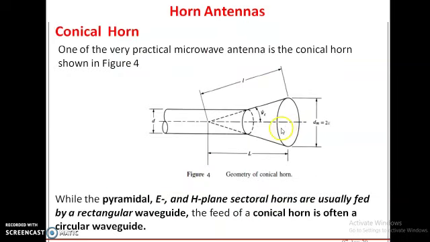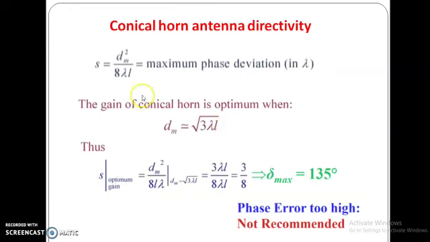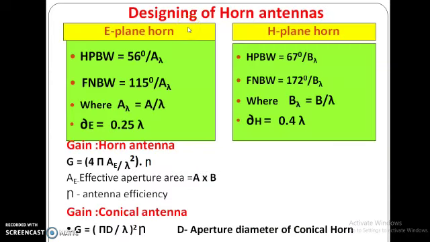This is the conical horn antenna, and in this conical horn antenna, S is equal to d m square upon 8 lambda L, that is the maximum phase deviation in lambda, and gain is equal to under root of 3 lambda L, and delta max if you calculate is around 135, which is also quite large. So while designing the horn antennas, we have to consider the E plane horn and the H plane horn. So half power beamwidth is equal to 56 degree upon A lambda.